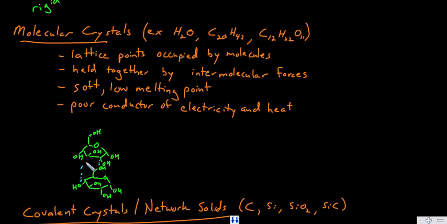That's not a particularly strong attraction compared to, say, ion-ion attractions or metallic bonding. Hence, the particles can be separated and flow about each other relatively easily. Molecular crystals are soft and they have low melting points. They are poor conductors of electricity and heat because they don't have any mobile free electrons or ions.